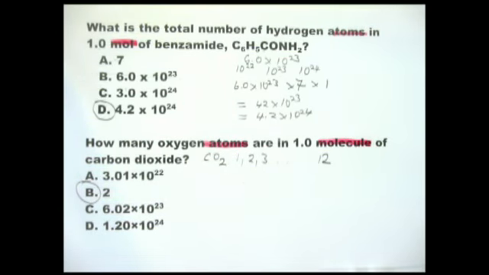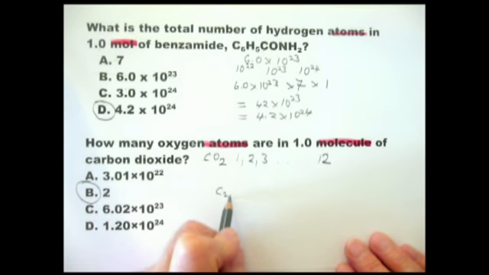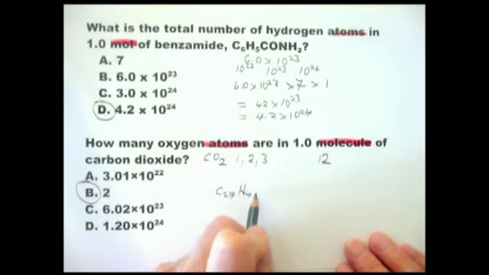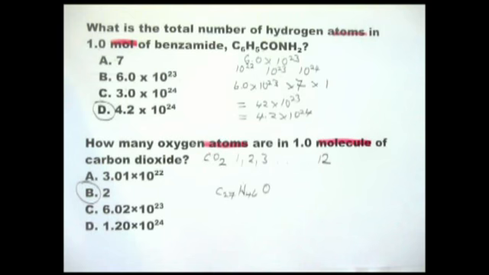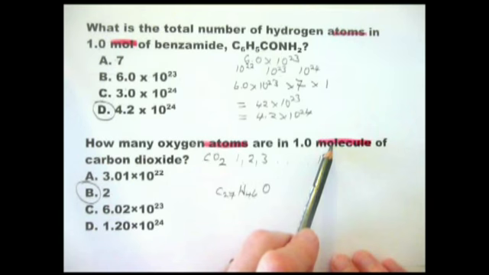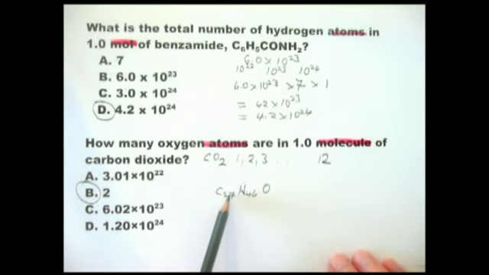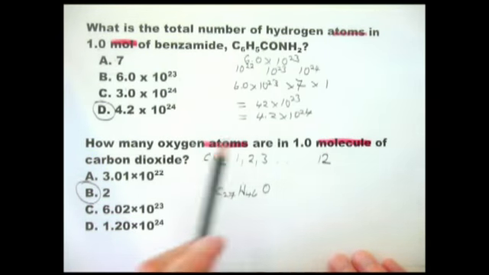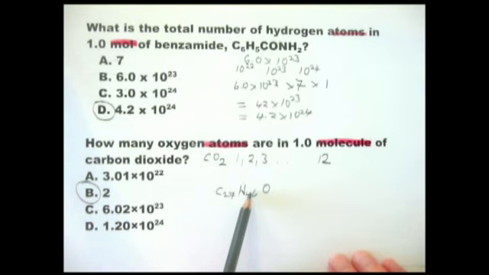Now you may say, well, what if they give something like cholesterol? Now cholesterol has a formula C27H46O. And yes, they could ask how many carbon atoms in 1 molecule of cholesterol, and you would say 27. How many hydrogen atoms in 1 molecule of cholesterol, and you would say 46.